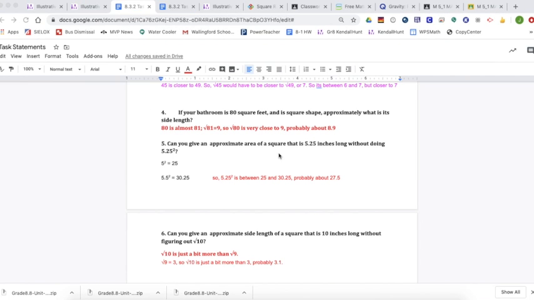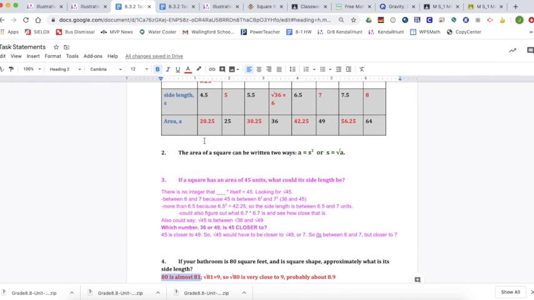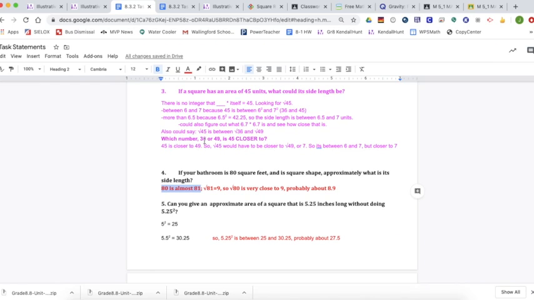So for 4, 5, and 6, again, if you're still struggling with these exact wordings, or if you're just getting used to the concept of square root, don't worry too much. We're going to figure it out. You're going to be fine. But basically, if your bathroom is 80 square feet in a square shape, what approximates its side length? 80, we want to think about that. That's pretty close to 81. And just from our knowledge of squares, we know that the square root of 81 is 9. Or 9 squared is 81.